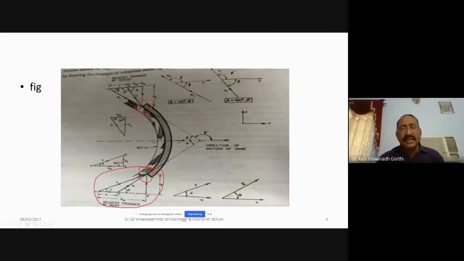The liquid is striking. This is the tip at which the liquid is striking. After striking here, the liquid jet flows, glides over the surface of the vane. Provided that there are no shock losses and there are no frictional losses, the liquid jet leaves at the outlet tip with the same relative velocity Vr at this point. It should leave at the outlet tip with the same relative velocity with which it entered here.